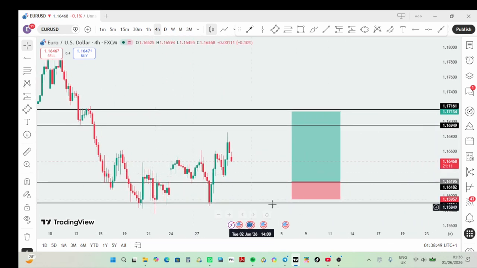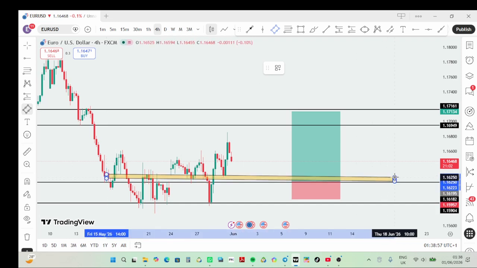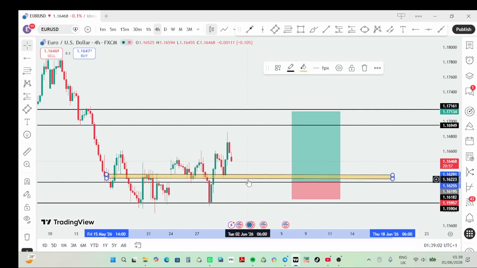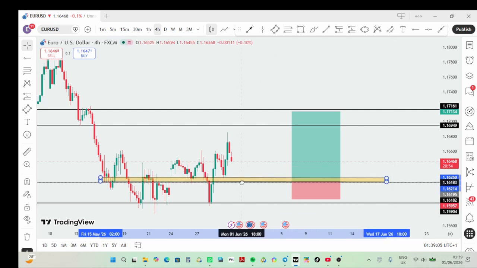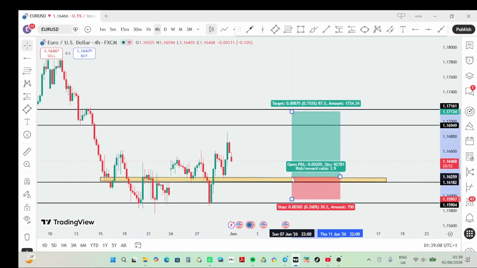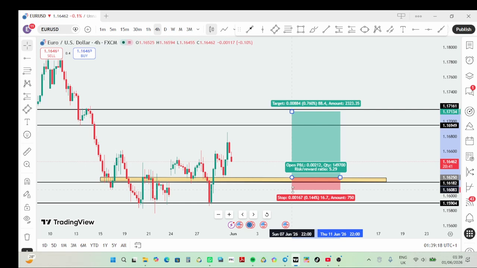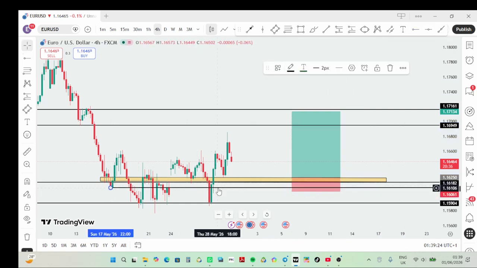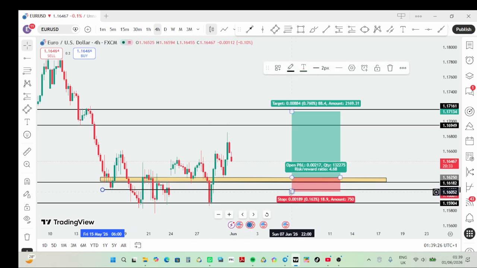Now on the 4 hours, you can see, just put your zone at this level here. I will just put my zone somewhere around there. So I'm expecting the market to come down somewhere here. Then I will join the market from this point. My stop loss is somewhere around there. So stop loss here.